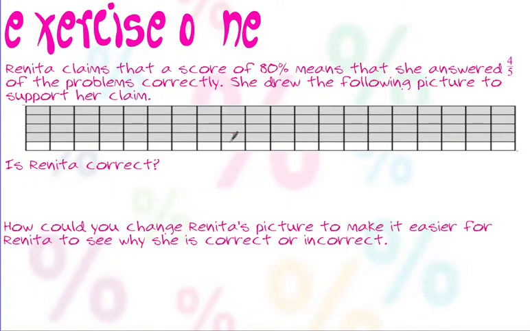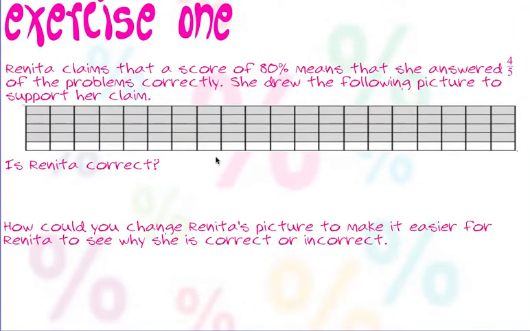All right, so in exercise 1, we are looking at Renita, who claims that a score of 80% means that she answered 4/5 of the problems correctly. She drew the following picture to support her claim. Is she correct? So first, let's not even worry about the second part yet. Let's look at the important information. So 80% means that she answered 4/5 of the problems correctly.